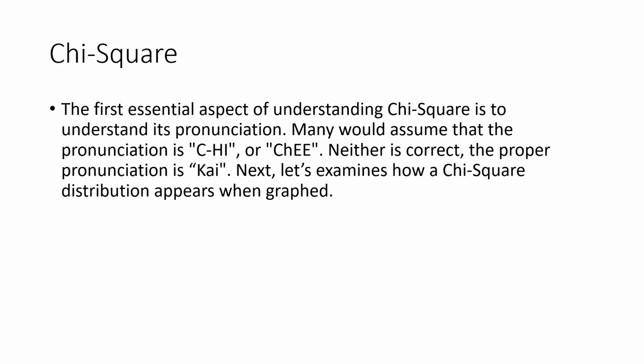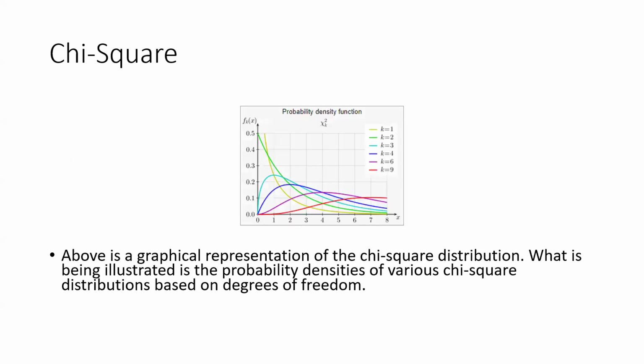So let's examine how the chi-square distribution appears when graphed. So above, we have a graphical representation of the chi-square distribution. And what you see being illustrated is the probability densities of the various chi-square distributions based on the degrees of freedom. So as you can see, depending on the degrees of freedom, the distribution will shift about.